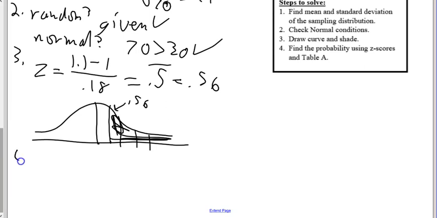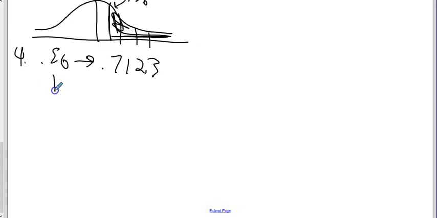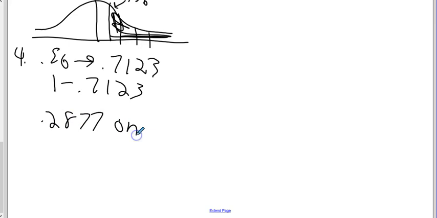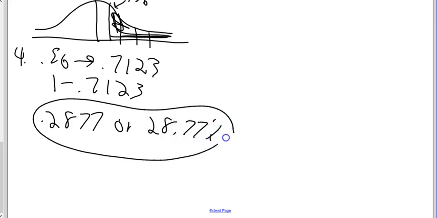So on this one, for number 4, we're going to say that 0.56 yields us 0.7123. But yes, we need to do 1 minus 0.7123 because we're shading to the right. And that gives us 0.2877. I will accept that answer, or 28.77%. I'll accept either one of those.